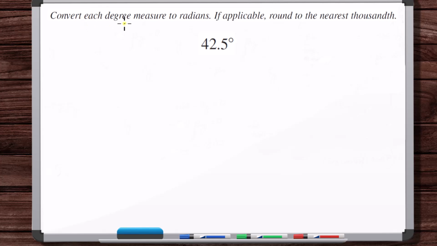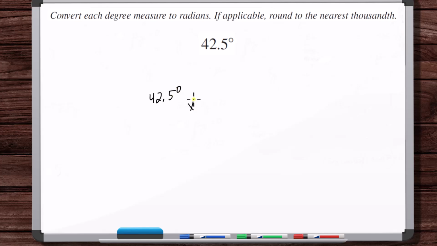Okay, convert each degree measure to radians. If applicable, round to the nearest thousandth. So we want to convert 42.5 degrees to radians. Okay, well, what do we do here? Same thing. Nothing's changed. It's just now a more precise degree measurement. Exact same thing.